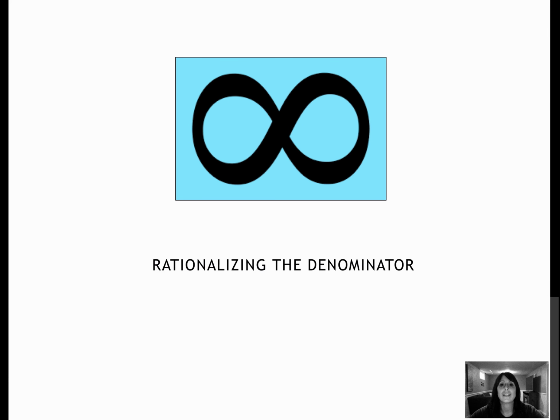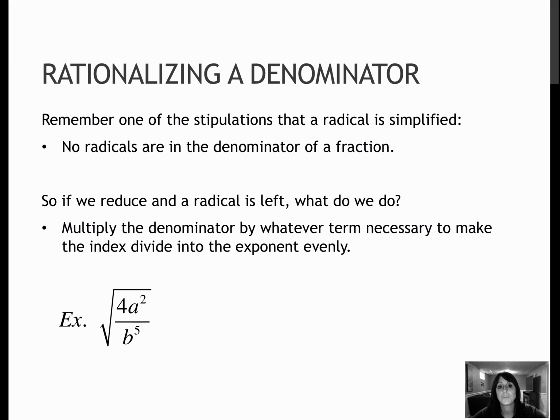We just worked on our last lesson on dividing radicals, and on all of those questions, we did not end up with a radical in the denominator. So in this lesson, we're going to talk about what happens when we do have that situation. One of the stipulations, as we talked about, is that there are no radicals in the denominator of a fraction. So we're going to have to multiply the top and the bottom by the same term, and it's going to be some term that will make it work out nicely.